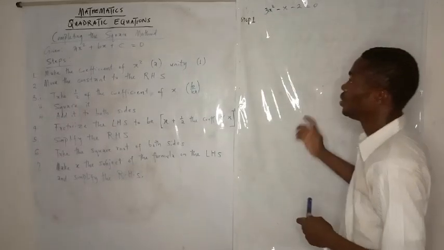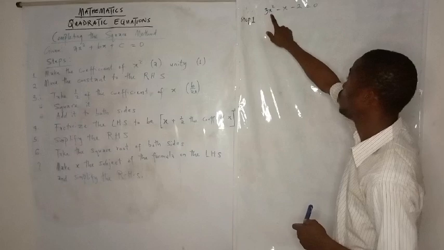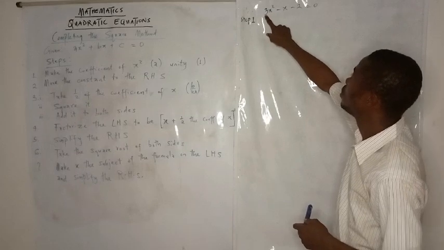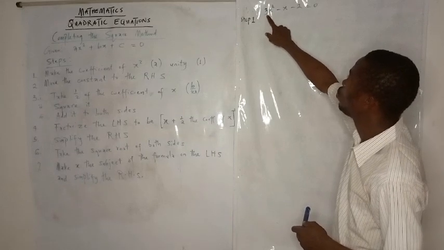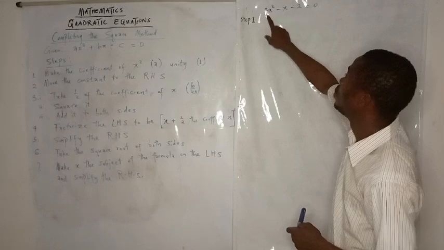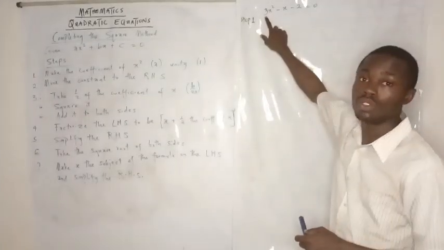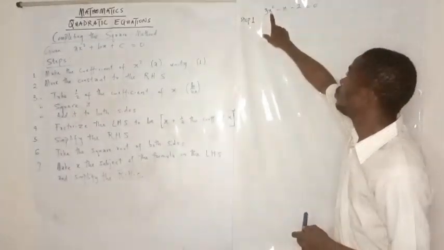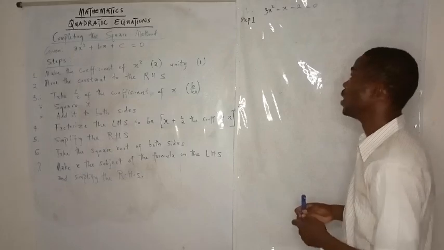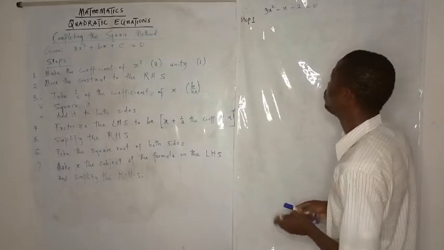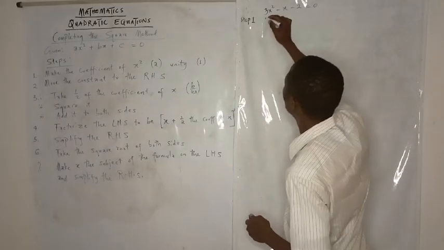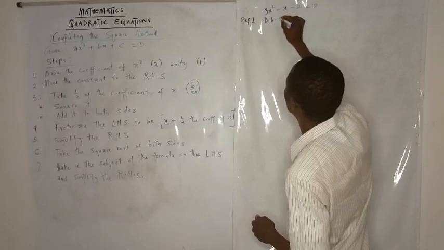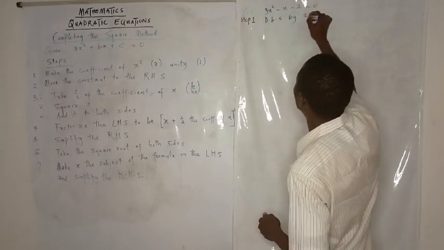The first step, step 1, says that we should make the coefficient of x squared unity. That means what should come before x squared should be 1, not 2 or 3, not minus 2 or minus 3. The coefficient of x squared should be 1. So how do we do that? We divide both sides by 3. So step 1, we divide both sides by 3.